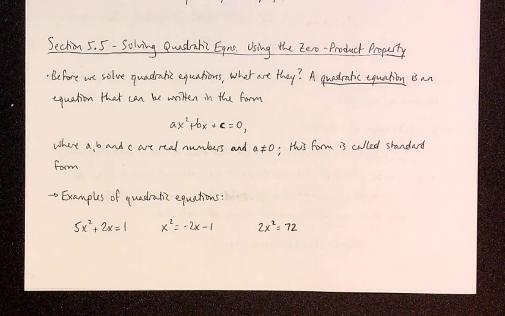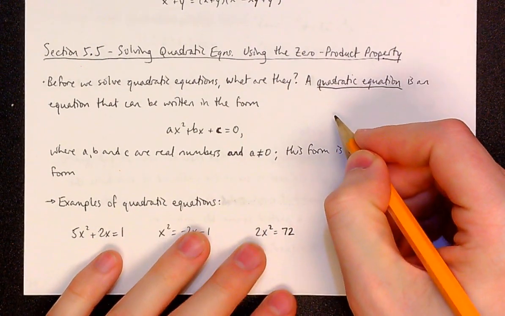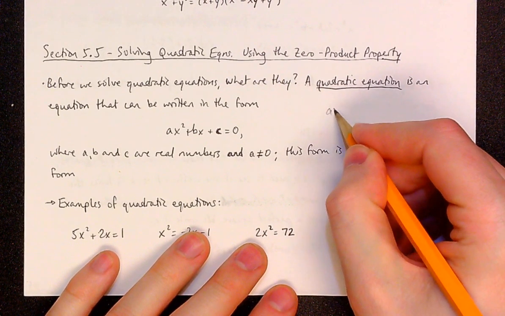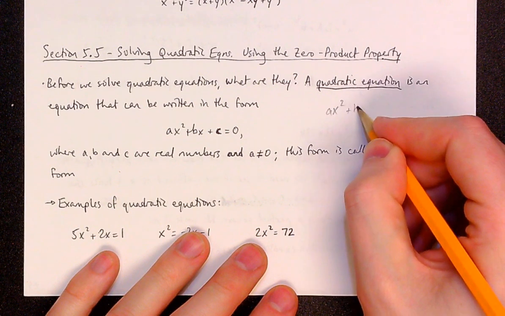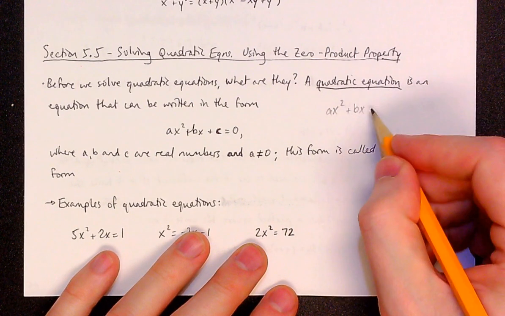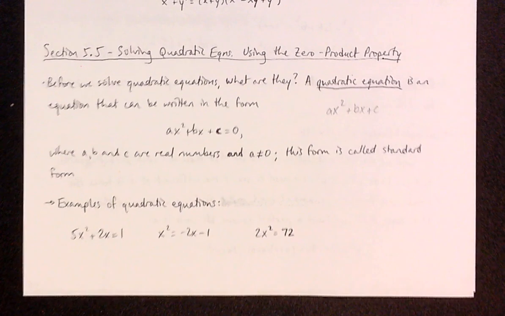So the type of equation we are going to be looking at in this section is what's known as a quadratic equation. So I guess first we should really clarify what the heck we mean by quadratic. When we talk about a quadratic expression, we're talking about something that looks like this. Some number a times x squared plus some other number b times x plus some other number c.